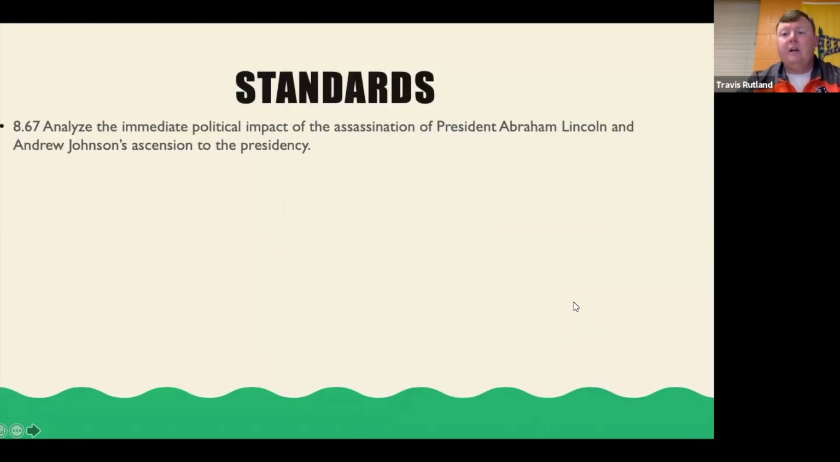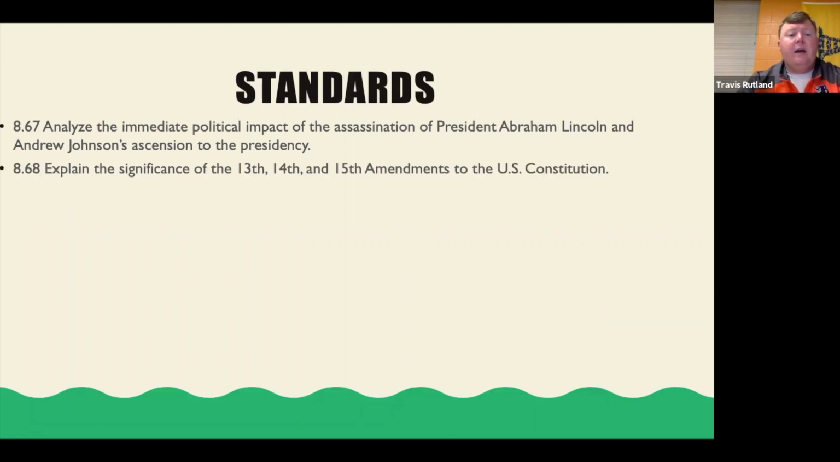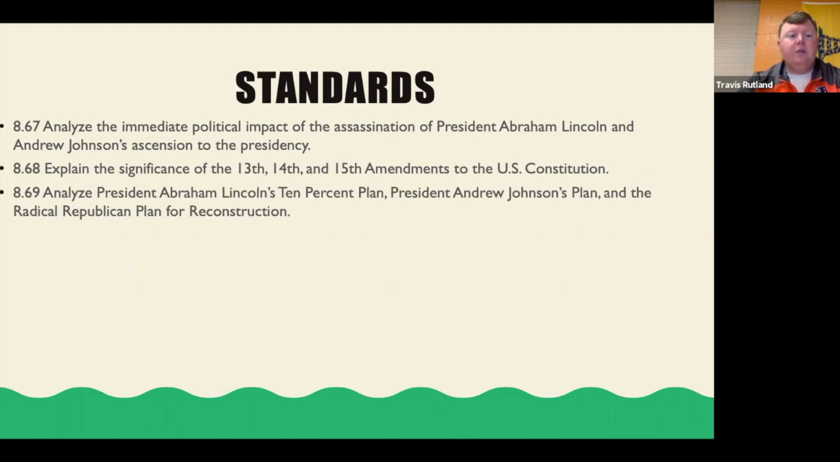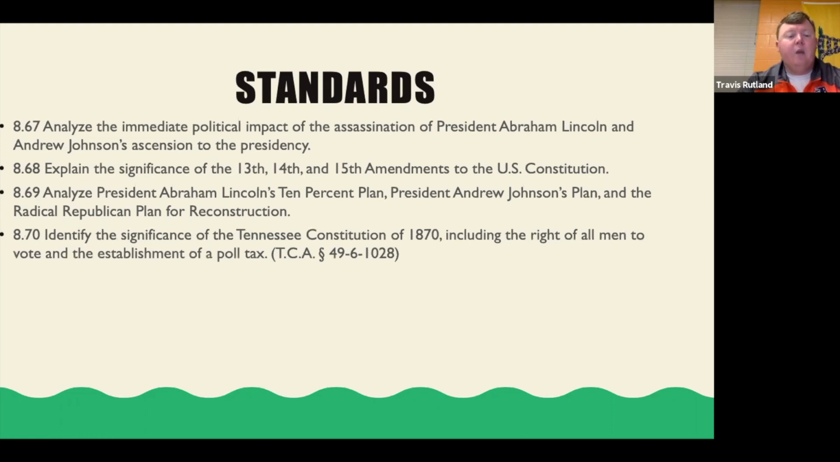So we're looking at a few standards here. We're going to look at 8.67, analyze the immediate political impact of the assassination of President Abraham Lincoln and Andrew Johnson's ascension to the presidency. 8.68, explain the significance of the 13th, 14th, and 15th Amendments to the U.S. Constitution. 8.69, analyze President Abraham Lincoln's 10% plan, President Andrew Johnson's plan, and the Radical Republican plan for Reconstruction.